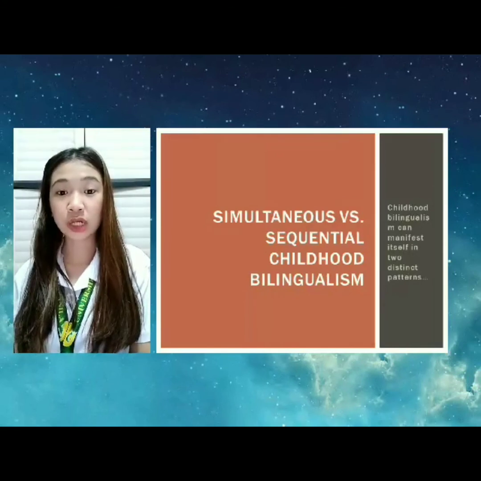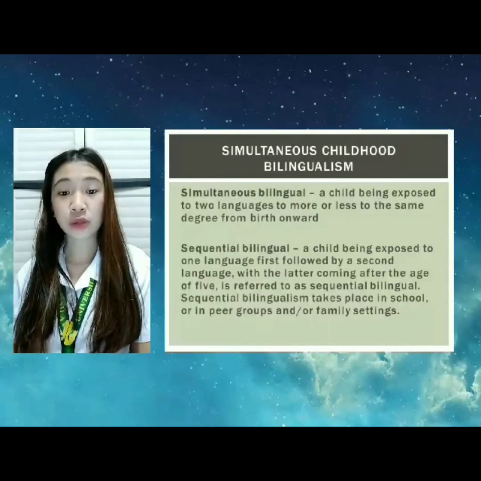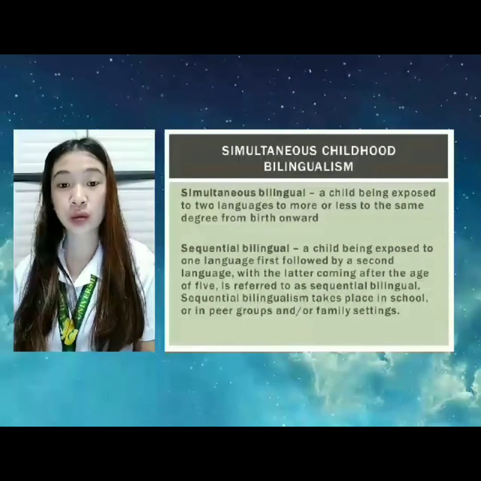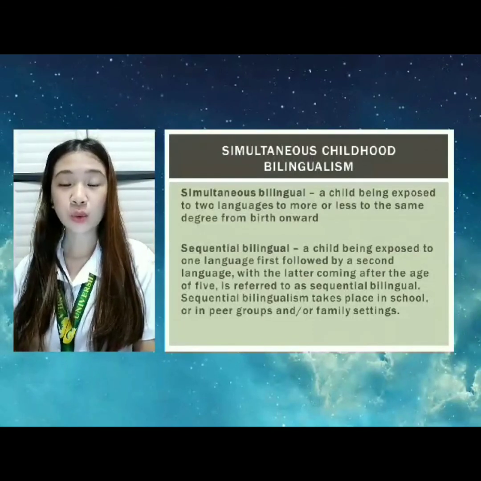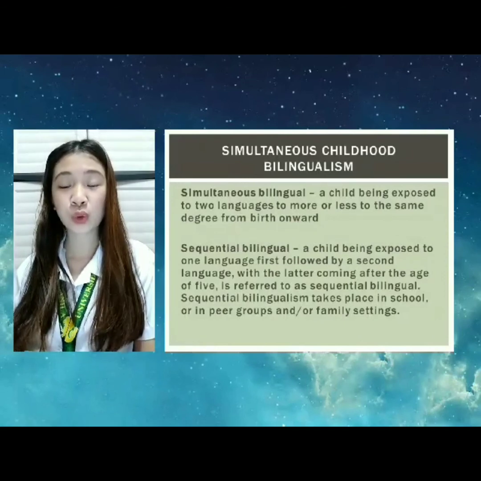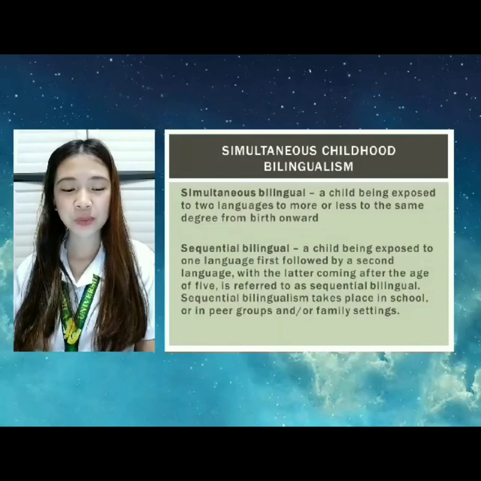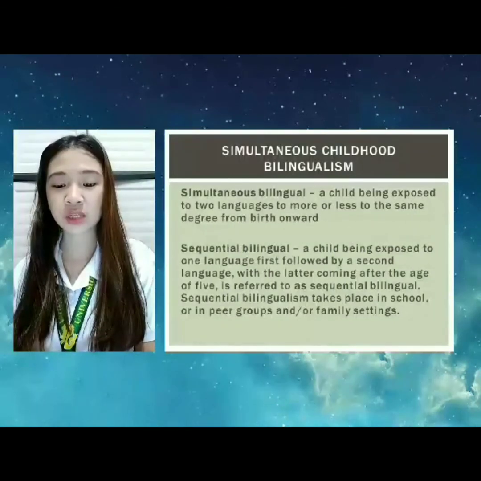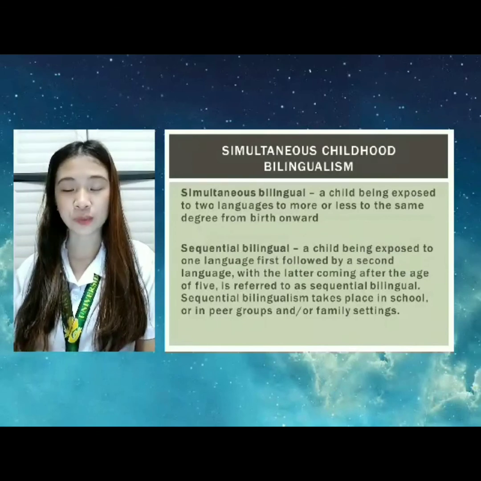Simultaneous versus sequential childhood bilingualism. Childhood bilingualism can manifest itself in two distinct patterns. Simultaneous bilingual: a child being exposed to two languages to more or less the same degree from birth onward. Sequential bilingual: a child being exposed to one language first, followed by a second language, with the latter coming after the age of 5. Sequential bilingualism takes place in school or in peer groups and or family settings.